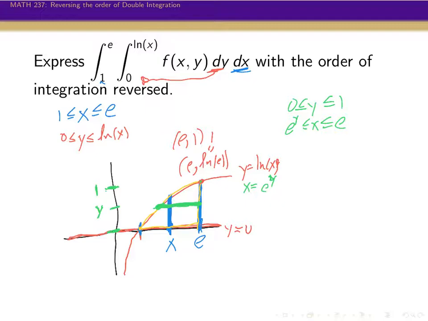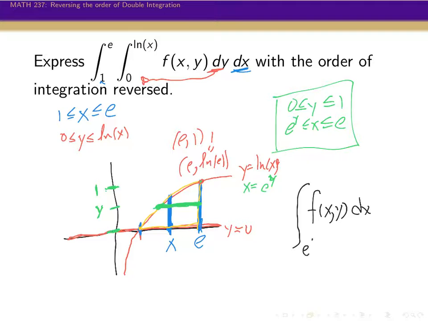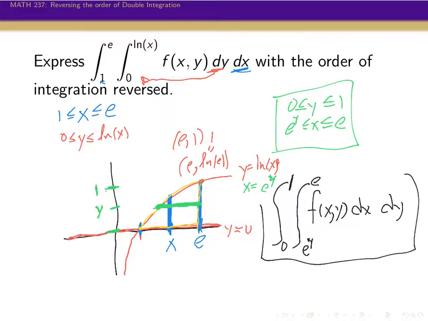Okay. So this is our new bounds in which we're going to write the integral. And so using these bounds, the function we're integrating doesn't change. Now we're integrating in terms of x first. In the inner bounds, the lower bound is e to the y, going up to e, and then we're integrating in terms of y from 0 to 1. And so here is our new integral in terms of integrating x first and y second.